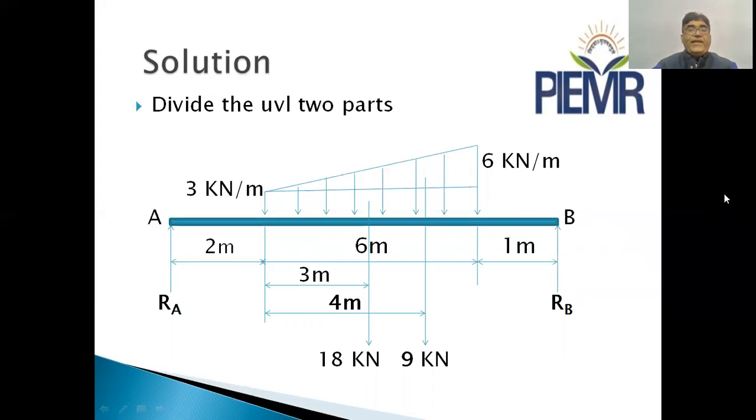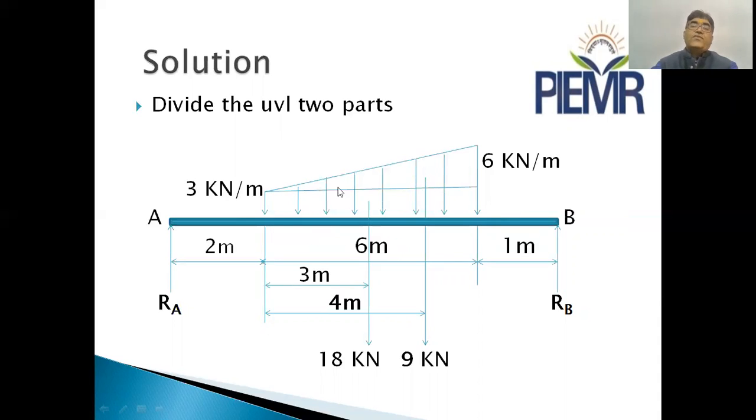First of all, we will divide the UVL, that is uniformly varying load, into two parts. As you can see, I have drawn a line here. The two parts consist of a rectangular part and a triangular part. Then only we can solve this whole question. Here I have shown the center of the rectangle. The center of the rectangle lies at the center of the span, that is, 6 meter is the total span, so the center will be lying at 3 meter from either side.